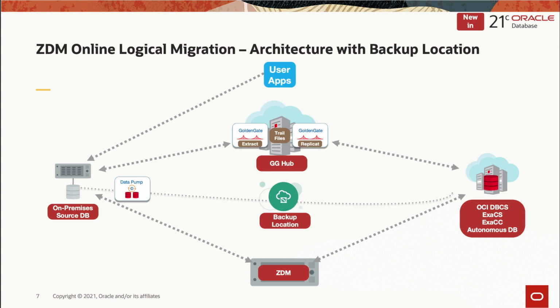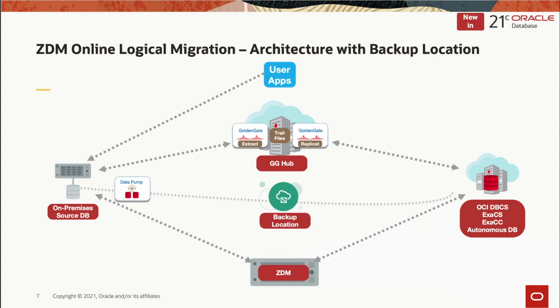Then on the left side, we have the on-premises source database. In this case of the migration, I'm going to be making an example of an 11.2.0.4 database that we will be migrating. Then we have connectivity between that database and the backup location, and also the target database cloud service, which could be many things. It could be database cloud service, it could be Exadata cloud service, it could be the autonomous database as well.